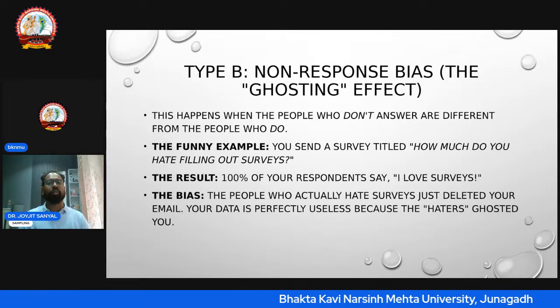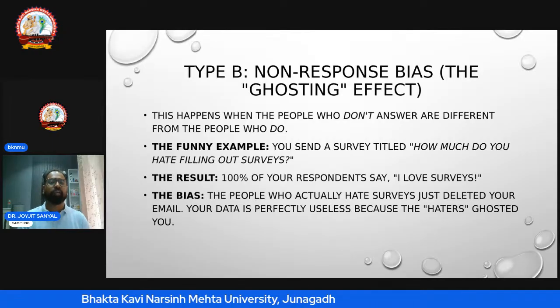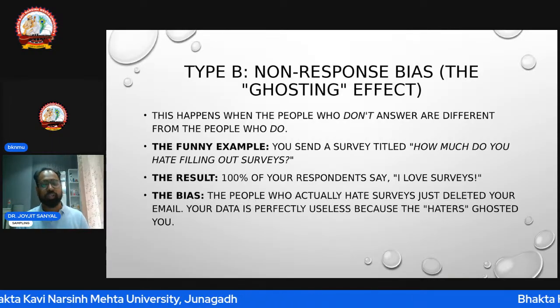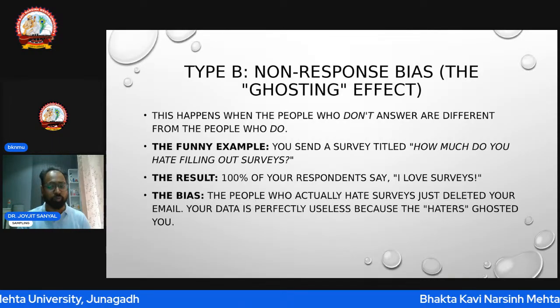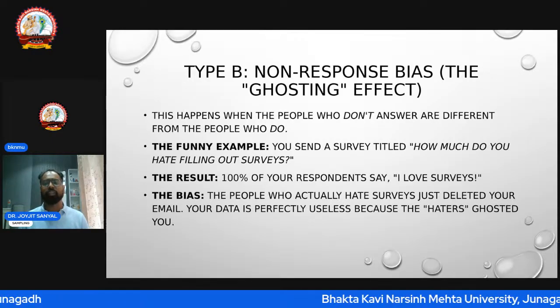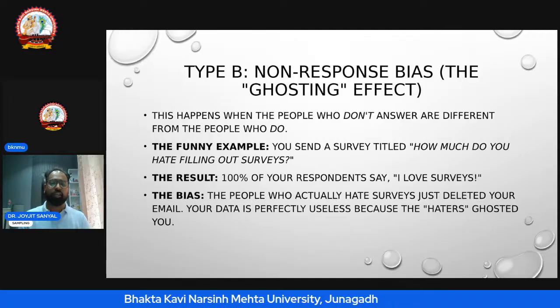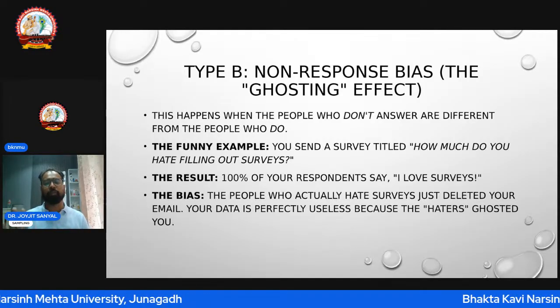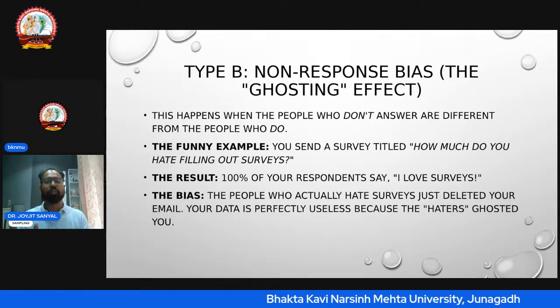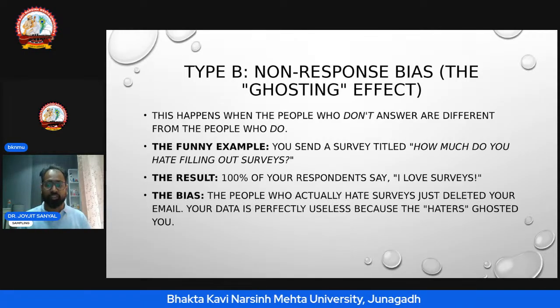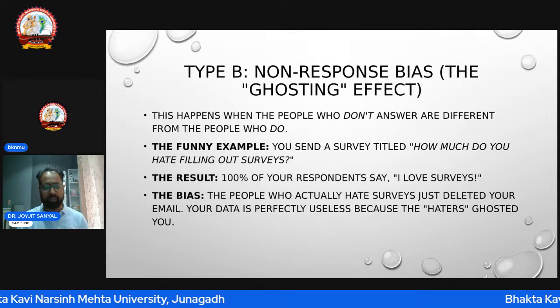Type B, non-response bias, the ghosting effect. What is it? This happens when people who don't answer are different from the people who do. It means that you send your survey questionnaire to 100 people. Out of that 100 people, 50 people have just deleted your email or your link to give the responses, and the rest 50% forms your sample.